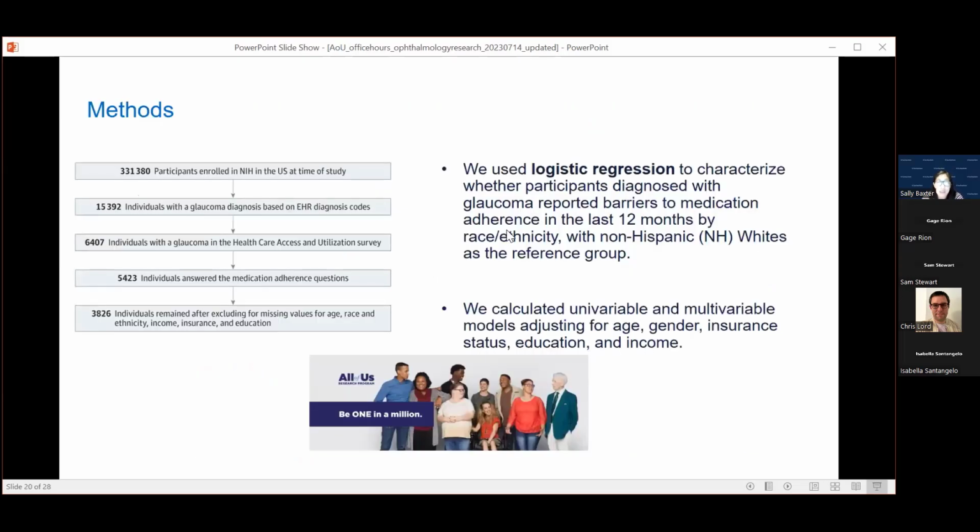So again, we looked at the All of Us database, and this was a little further on, so the database is a little larger than when we did the first study that I mentioned. Again, we honed in on individuals with a glaucoma diagnosis, and then this time we specifically looked at those who had answered the healthcare access and utilization survey. And there are a set of questions that are related to medication adherence, and specifically cost-related barriers to medication adherence. And so we basically looked at how they reported those barriers by racial and ethnic groups, with non-Hispanic whites as a reference group.